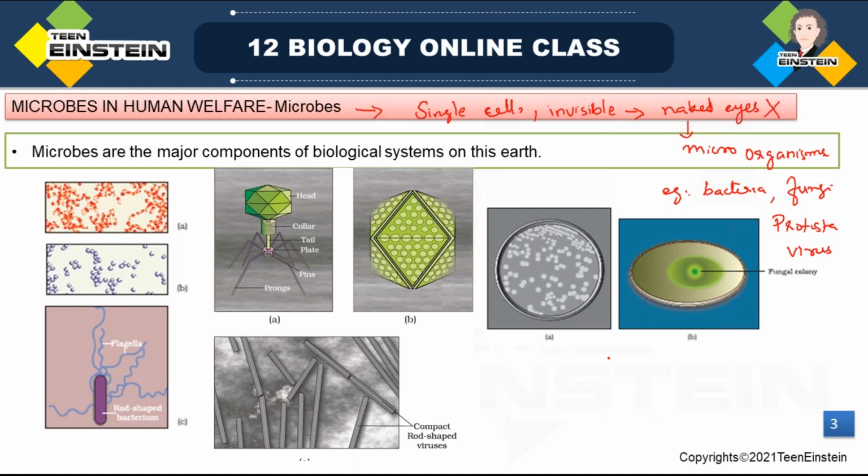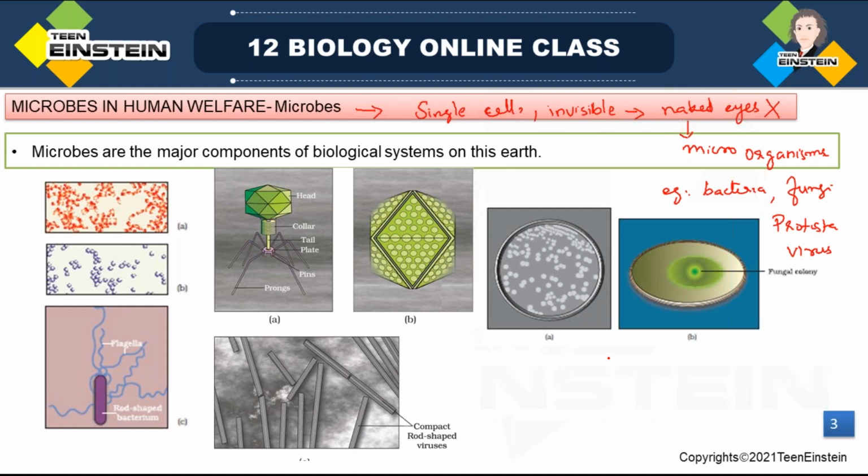They are present in soil, water, air, and inside our body, in our intestine, some organisms are present. In some cases, we can make out one special feature about microorganisms: where other life forms can't exist, there also these microorganisms can exist. Other life forms cannot exist in some particular places, but there also these will be present.